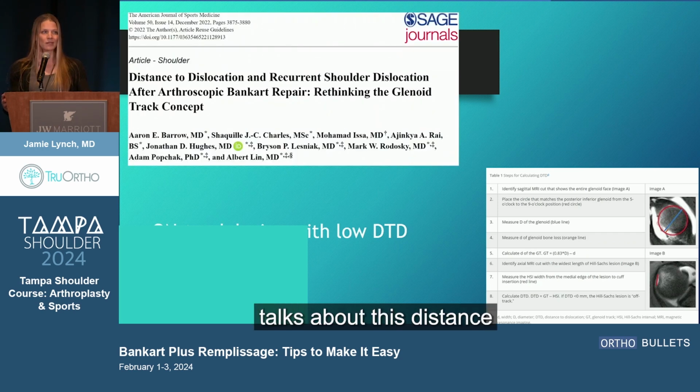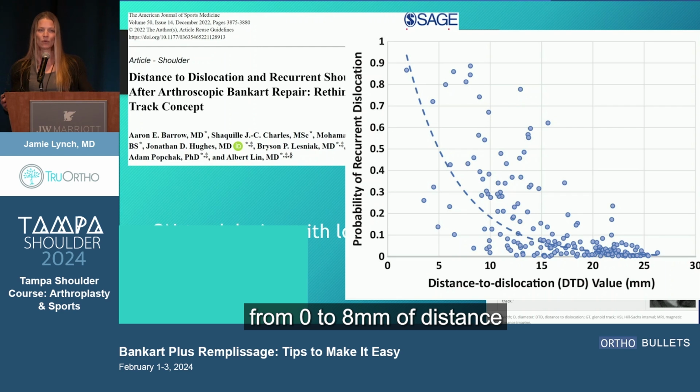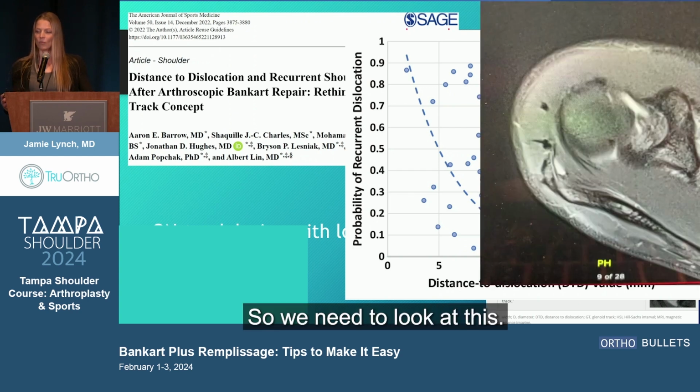But Lynn's group talks about how this distance to dislocate matters even in an on-track lesion. And what I have here is the graph from their chart showing that changes from 0 to 8 millimeters of distance to dislocate can actually increase the risk of dislocation by 38.5%. So we need to look at this.